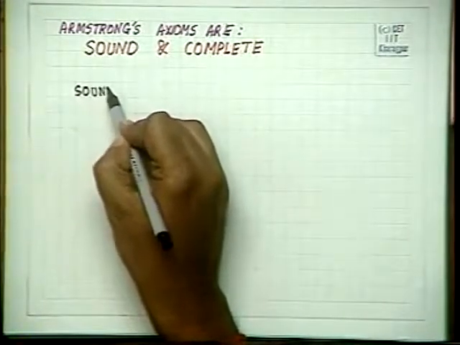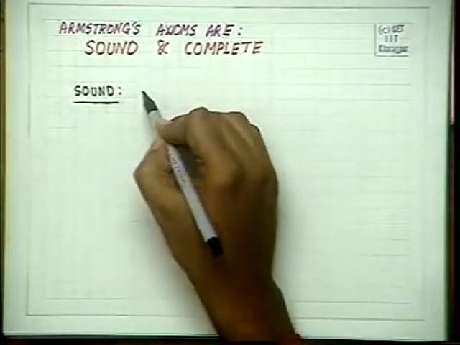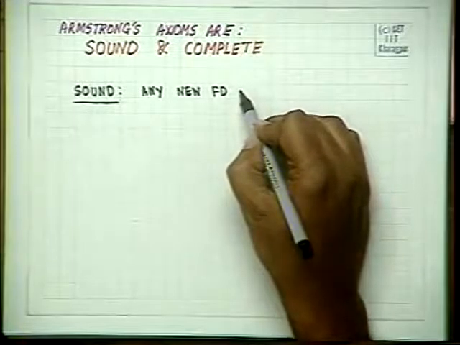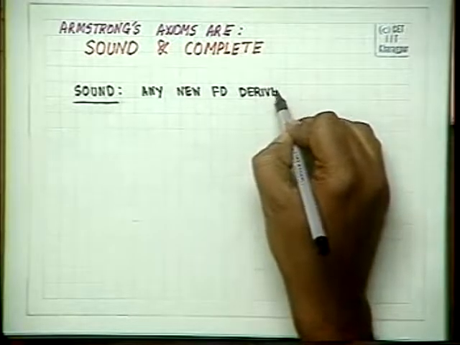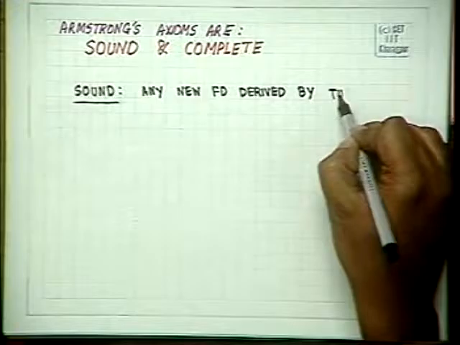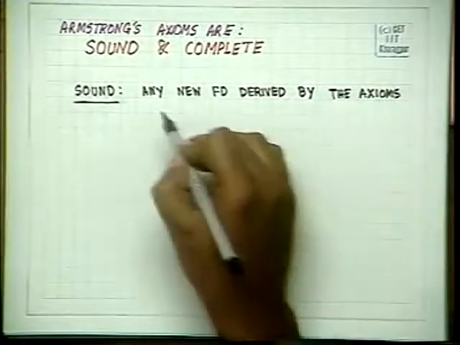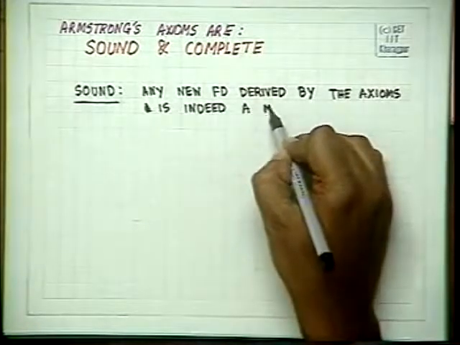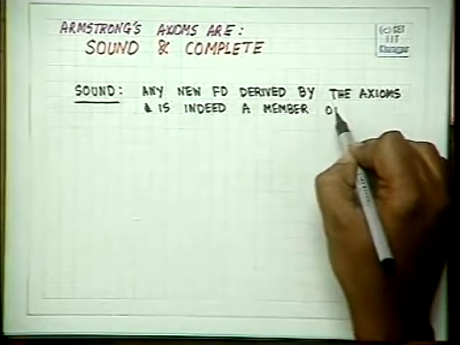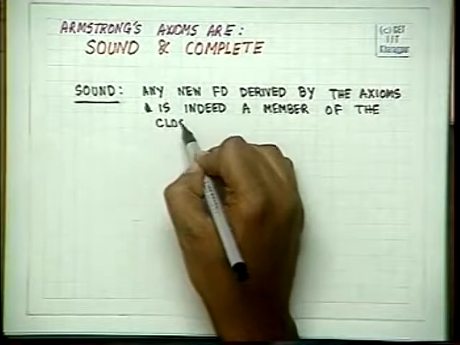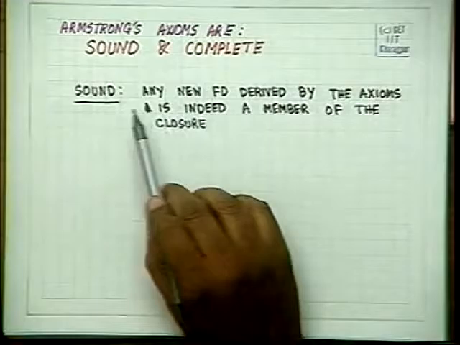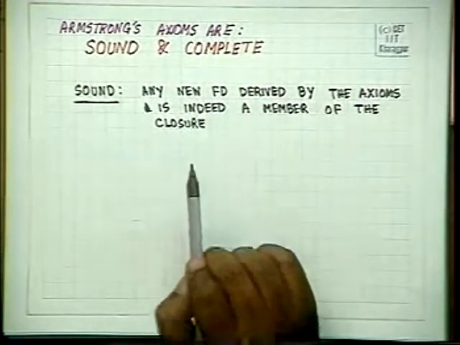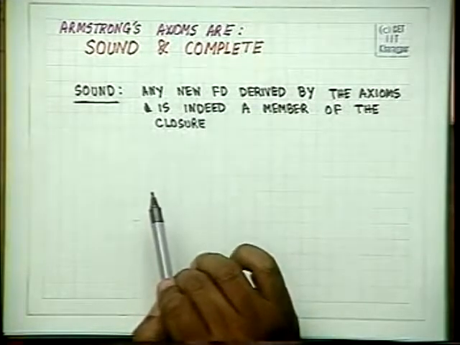Sound, what does it mean that Armstrong's axioms are sound? It means any new FD derived by the axioms is indeed a member of the closure. That is, if I use these axioms to derive a new functional dependency, then this new functional dependency must be a member of the closure. That is quite obvious from the three rules which we have studied.